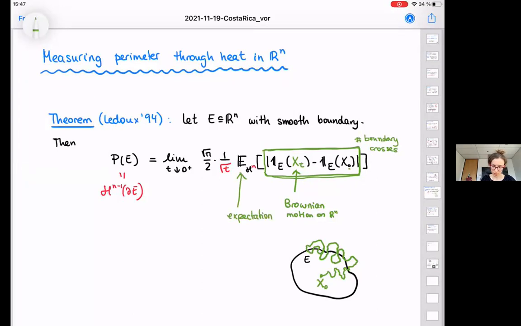And what else do we have here? Well, we have this other piece, the time, which tells us that we are looking at these boundary crosses at very small times. So we are looking at what happens in a very short time, and we are rescaling everything with respect to the time. So how many boundary crosses per amount of time? And the amount of time has this square root, which is very particular to the case of the Euclidean space. And so this is what Ledoux found out.